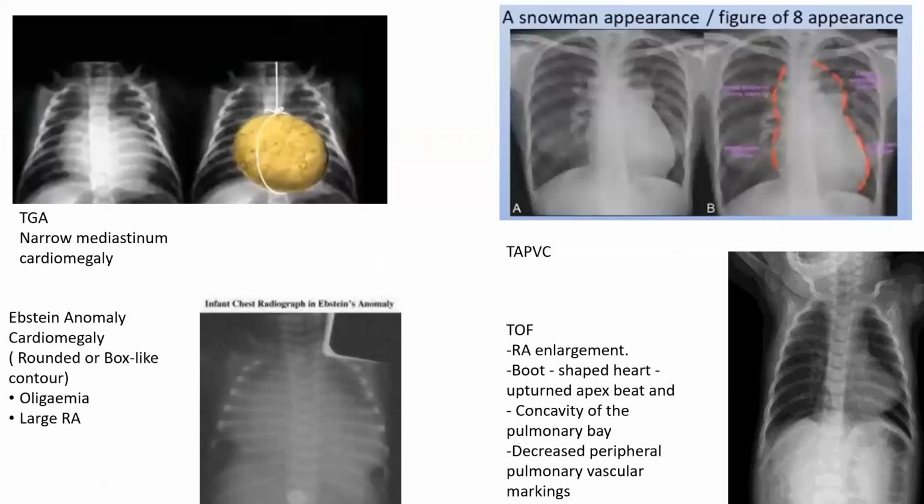Then the last example is an X-ray of total anomalous pulmonary venous connection. You see, there are 3 types: supracardiac, where the pulmonary veins connect above the heart. So they connect to the systemic vessels above the heart.